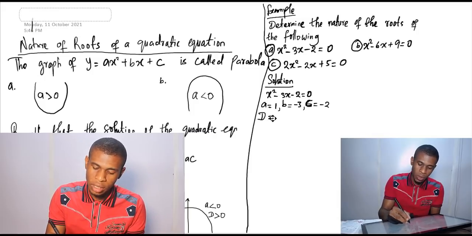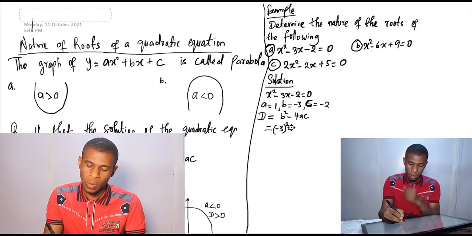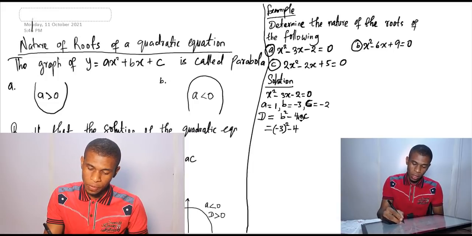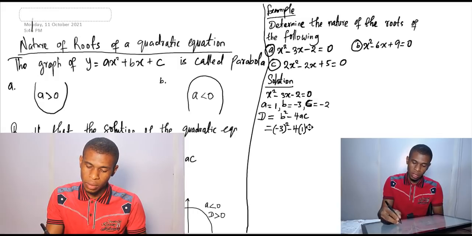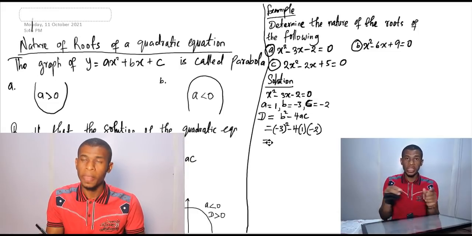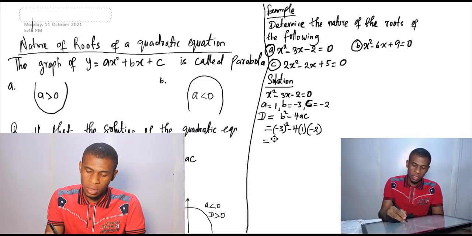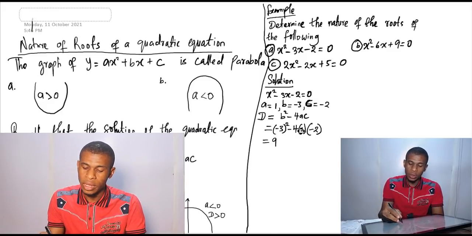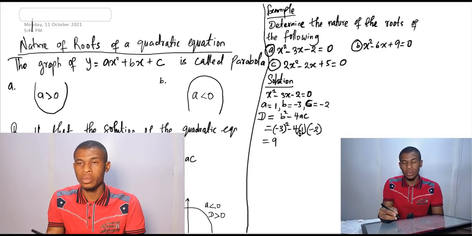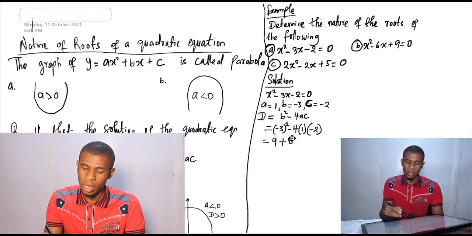D, what is our formula for D? D is equal to b squared minus 4ac, equal to b squared, which is minus 3 all squared, minus 4, a is 1, c is minus 2. Minus 3 all squared is minus 3 times minus 3. Minus times minus is already positive. 3 times 3 is 9. Minus 4 times 1, still minus 4, times minus 2. The sign will change now. You have plus 8.